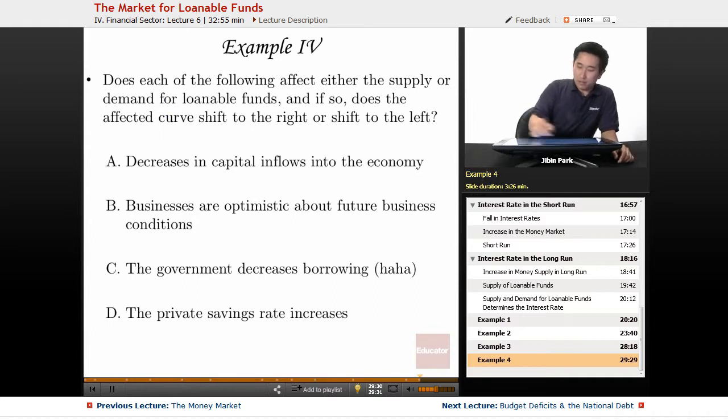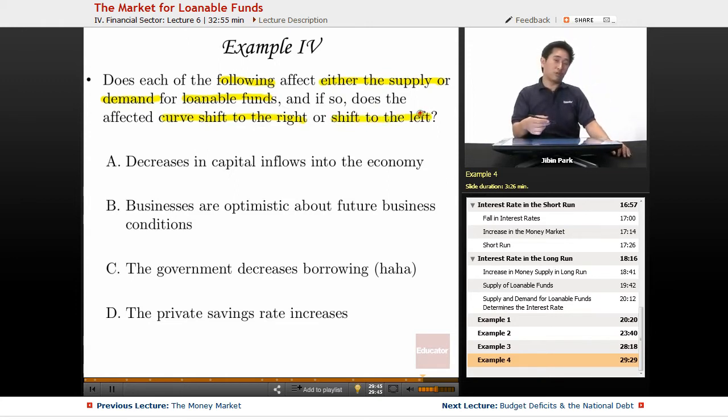And then final example here is the following here. Does each of the following affect either the supply or demand for loanable funds? And if so, does the affected curve shift to the right or shift to the left here? So I'll go through each of these 4 situations and then determine if it's the supply or the demand for loanable funds. And then I'll go over the directions here.